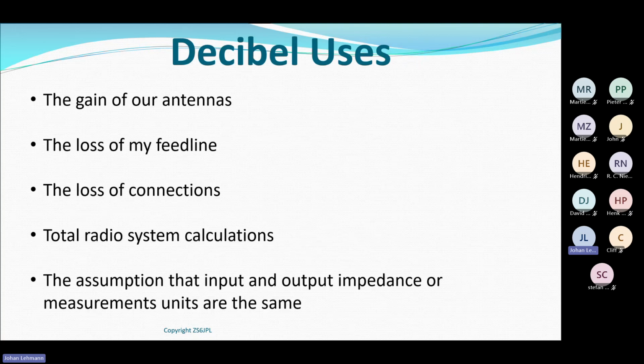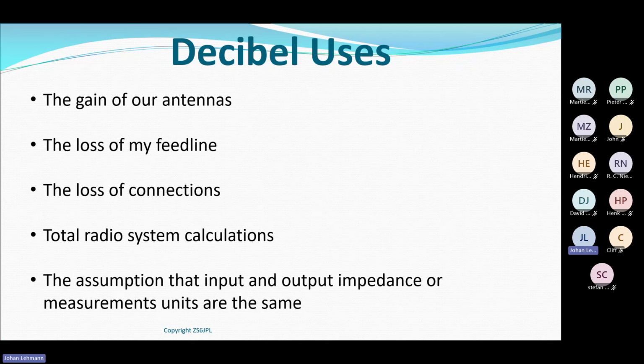In amateur radio, where do we use these horrible things they call a decibel? Okay, we use it when we look at the gain of the antennas. We use it to look at what's the loss of my feed line. What's the loss of connectors that I use in my hobby? What is my total radio network at home that I'm going to set up when I get my license? What's the total gains or the total losses of that radio network?